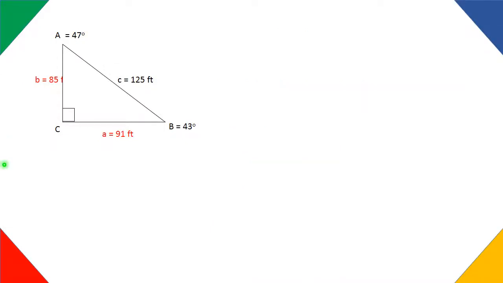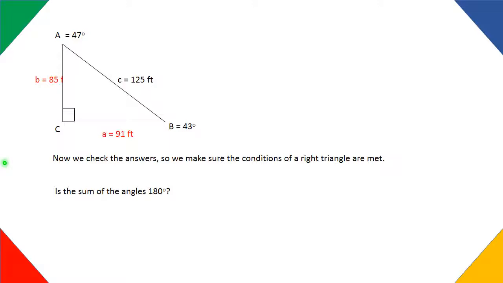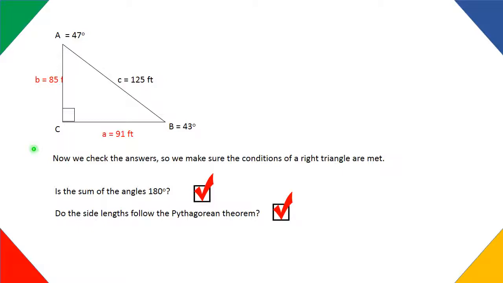So the last thing we want to do is check all the conditions here. Is the sum of the angles 180? 47, 43, and 90? Yeah. Do the side lengths follow the Pythagorean theorem? Yes, we used the Pythagorean theorem to generate the side lengths.